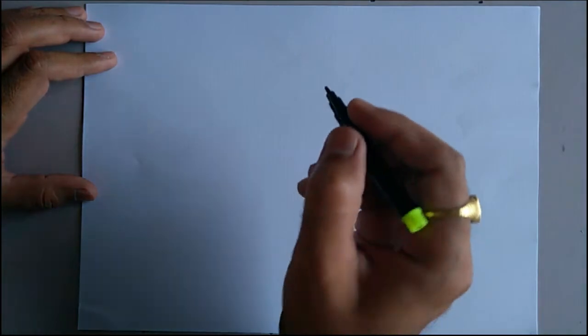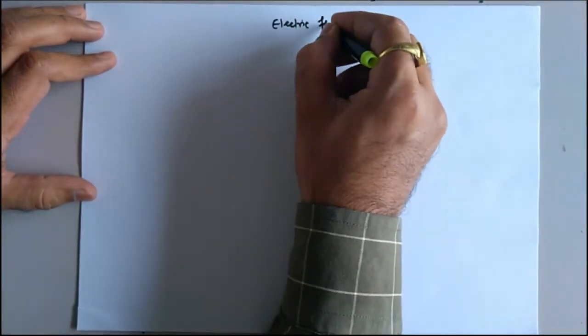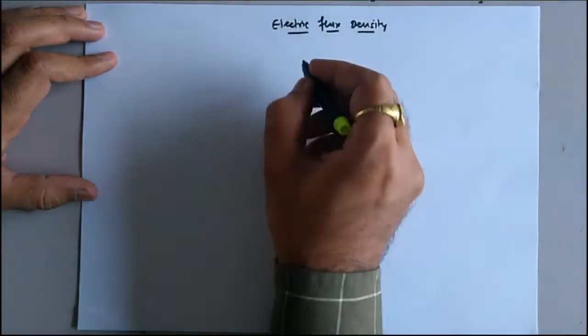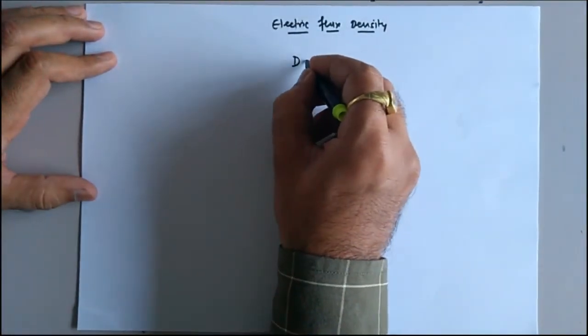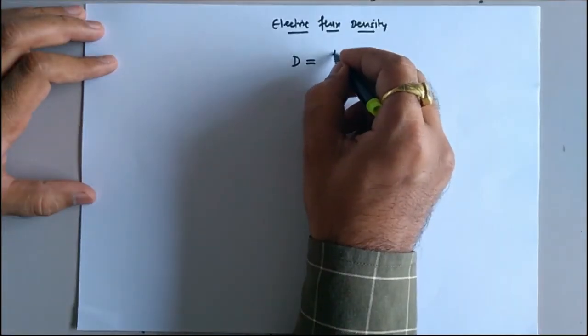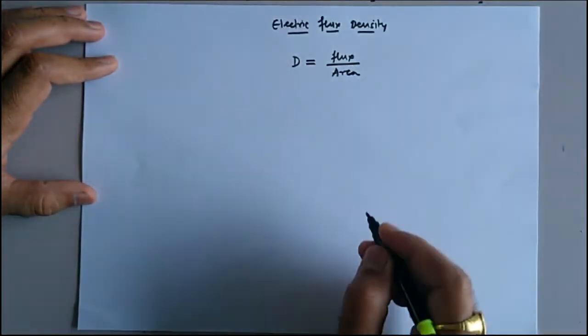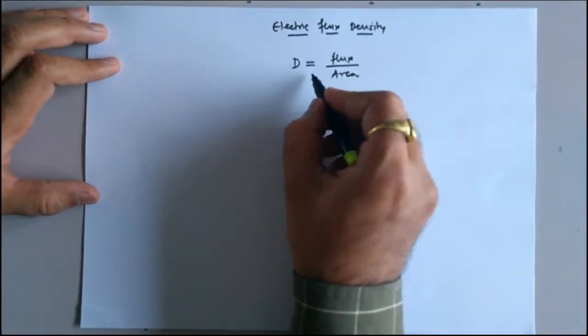Now let us try to discuss the concept of electric flux density. What is electric flux density? Electric flux density is indicated by symbol D, and mathematically it is defined as how many flux lines come out from a unit area. So electric flux density is nothing but flux per unit area.